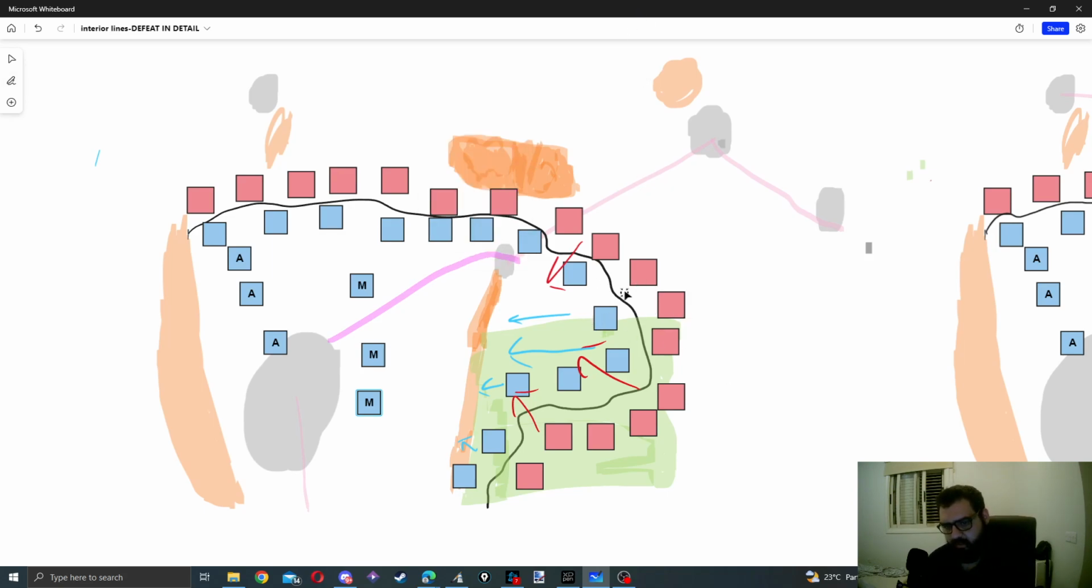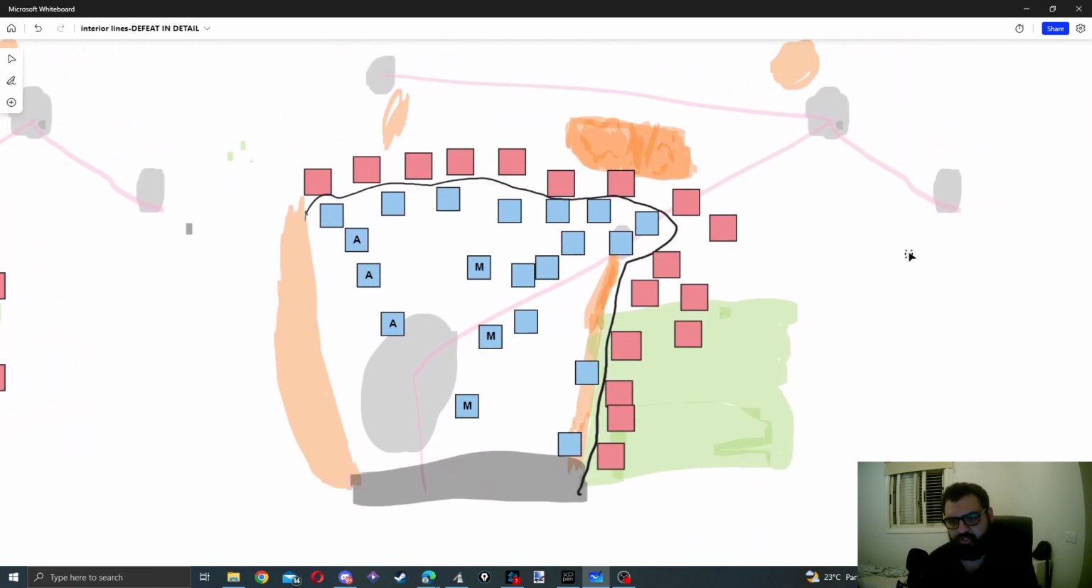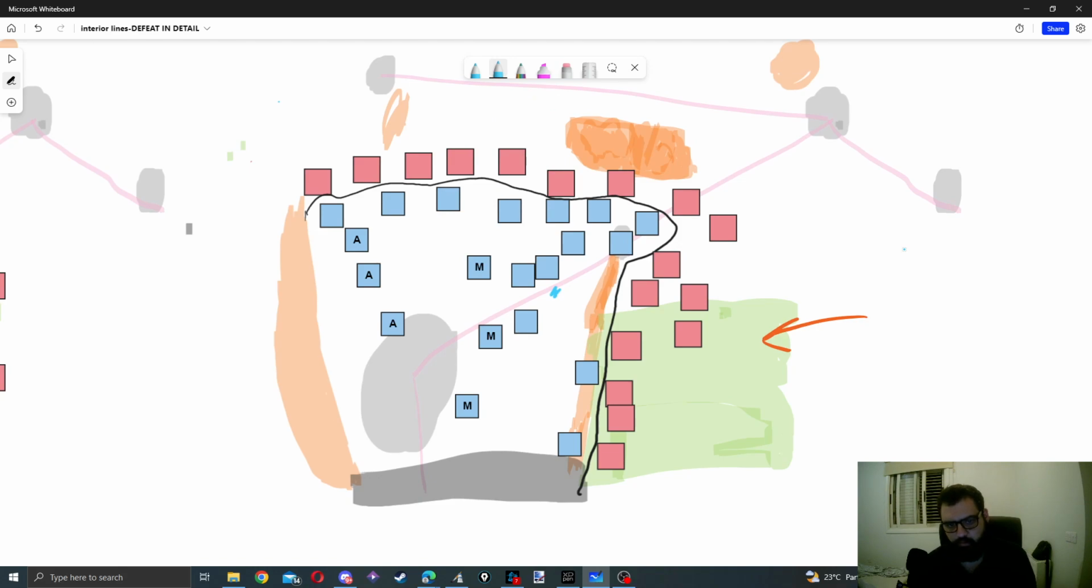So let's say the red team attacks at this position, and moving forward we reach a position here. Now we start to have a problem for the red team, and the problem will be the fact that the red team now has a massive concentration at this point, while the blue team has managed to retreat to a really good position here.